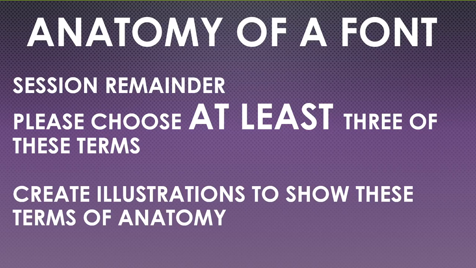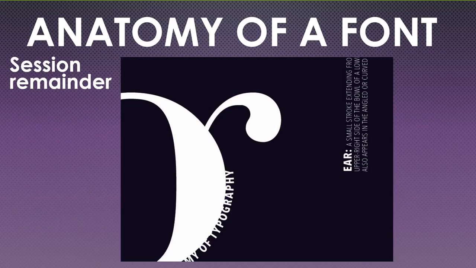What I mean by showing illustrations to show these terms of anatomy are things like this. If you wanted to show what an ear was, you might show the ear zoomed in like this, and then a little bit of text by the side of it that shows a small stroke extending from the upper right side of the bowl of a lowercase g, also appears in the angled or curved. Yeah, that's really bad grammar. I didn't produce that, just let me say. So that's an illustration. It's illustrating the part or the definition of the term.